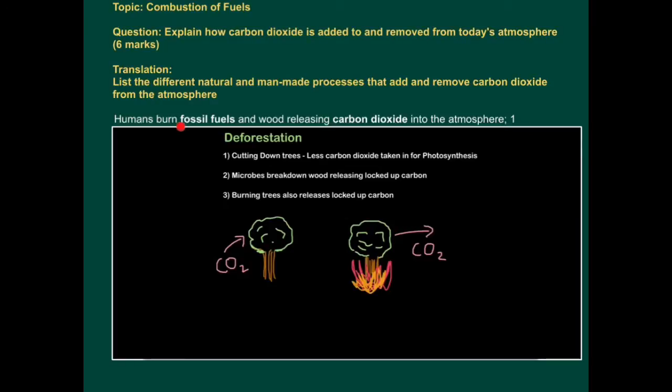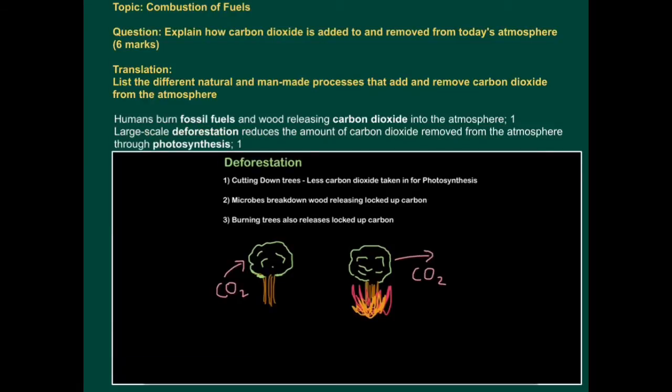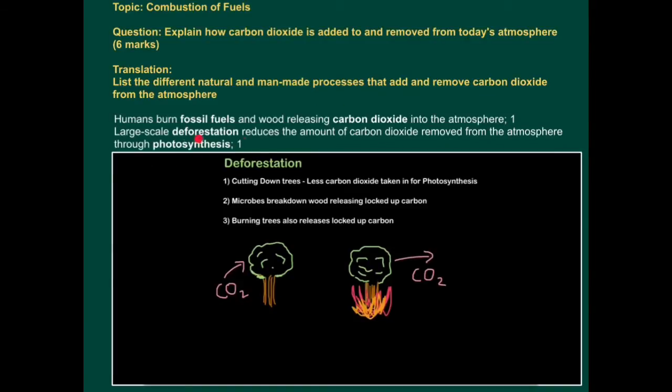Well, firstly, humans burn fossil fuels and wood, releasing carbon dioxide into the atmosphere. Secondly, we cut down trees on a mass scale, so large-scale deforestation, that's the cutting down of trees, reduces the amount of carbon dioxide removed from the atmosphere through photosynthesis. So these are man-made causes of an increase in carbon dioxide in our atmosphere.